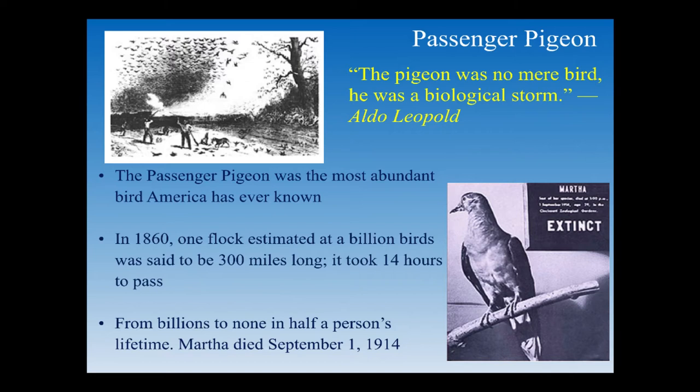Our general theory here is very simple. If bird populations are really big, they're going to be safer than if they're really tiny. That's pretty straightforward stuff. But being really big is no guarantee if you're not doing other things correctly.